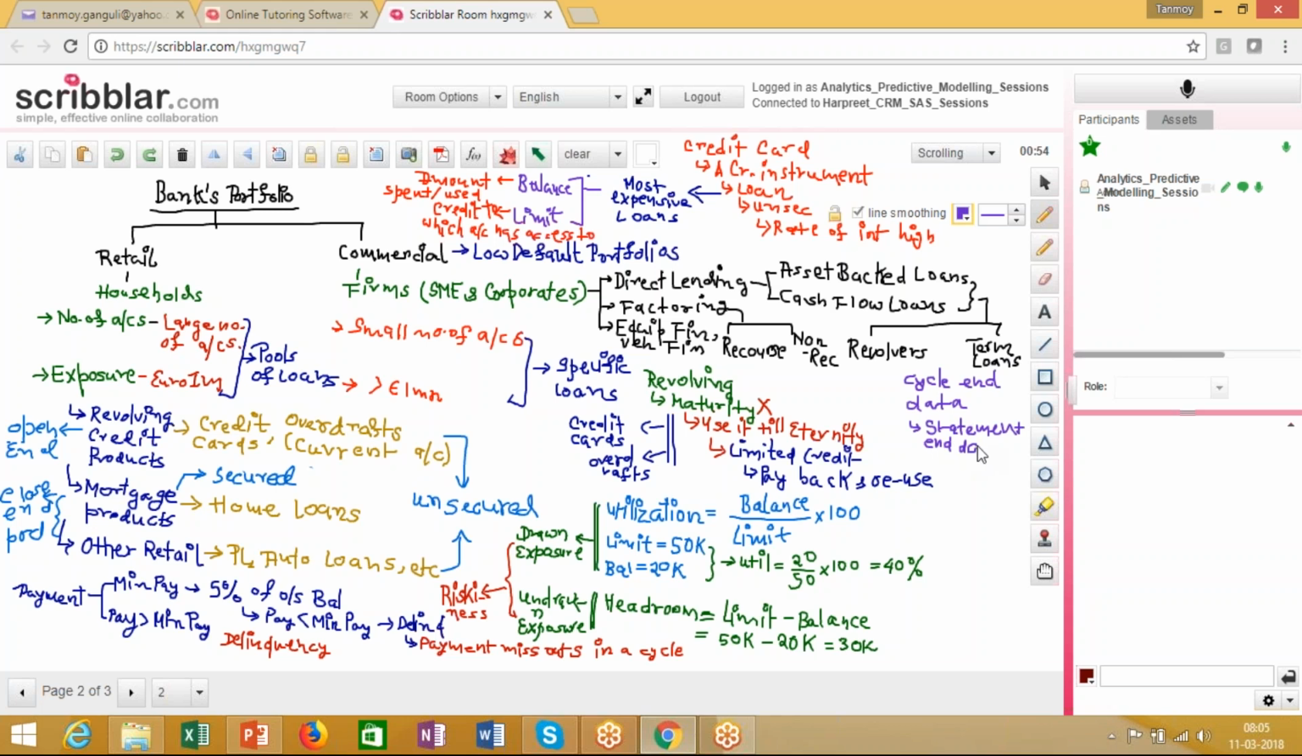So at the end of the statement, what you have is a balance that is mentioned for that given cycle, and it shows all the purchases and transactions that you have done on that. And from there, what you do is you just use this. So basically, what happens? So what you do is you just use the card, right?